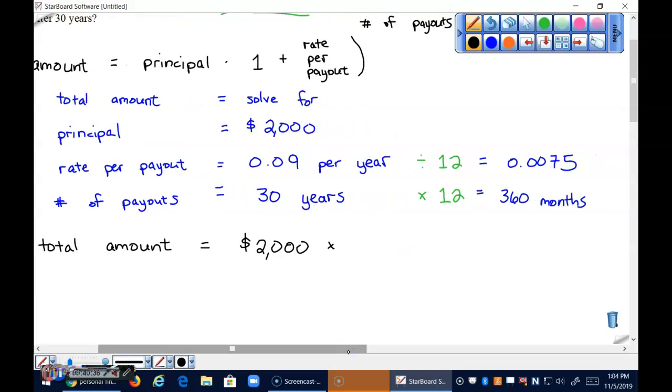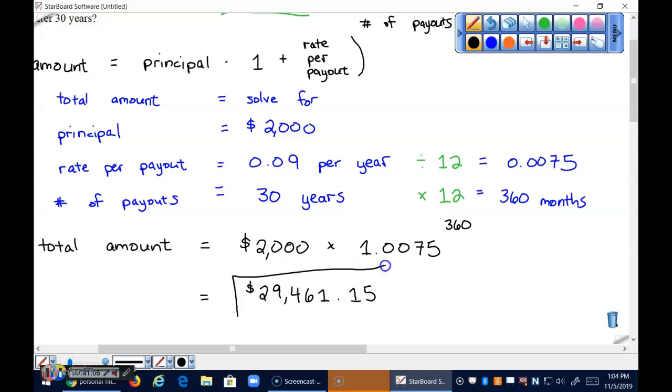So I'm going to put a 1 in front of my rate and my exponent. Okay, did I hit a calculator button wrong? Everyone get the same as me? Is 360 the exponent? Yep, because my exponent is how many payouts there are. So there were 360 times that this person got their bank statement or whatever.